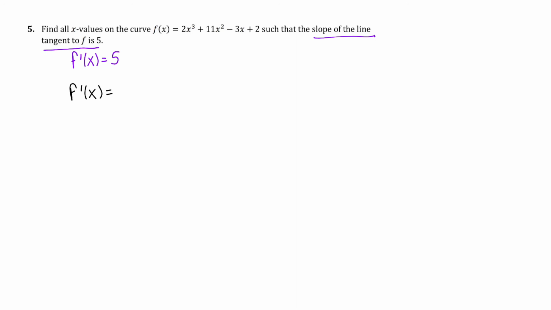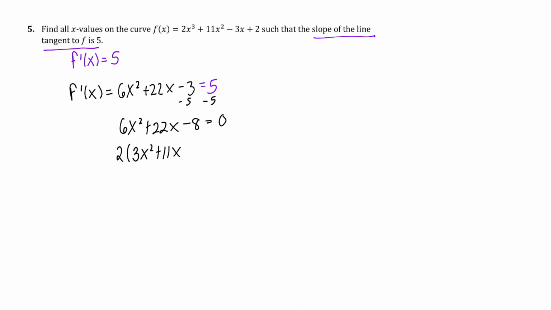So f prime of x, just taking the derivative, 6x squared plus 22x minus 3. We set it equal to 5. So I'm going to subtract 5 on both sides and get 6x squared plus 22x minus 8 is equal to 0. I can factor out a 2. So I have 3x squared plus 11x minus 4. And then it's just your favorite method of factoring. I personally like the bottoms up method, so that's what I'm going to do over here.